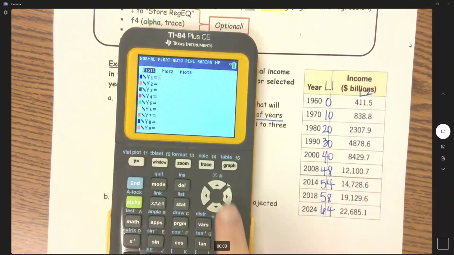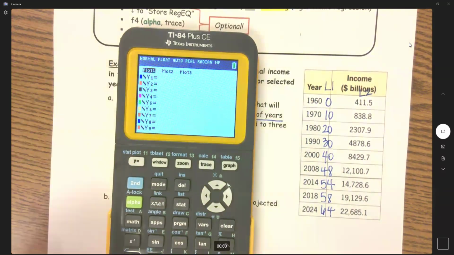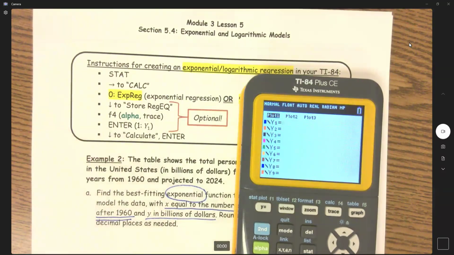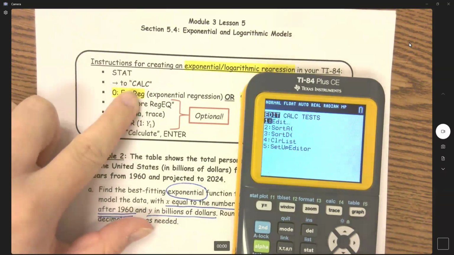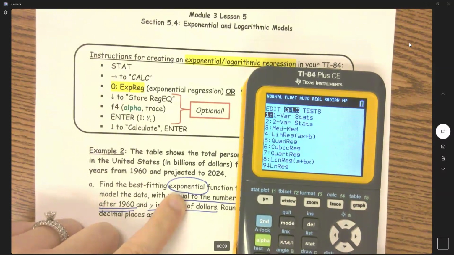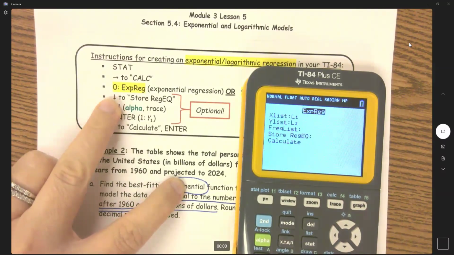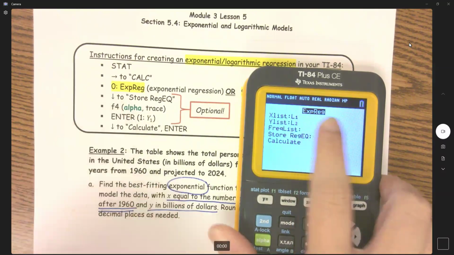So now I'm going to go in here. I already have everything cleared and my plot one is turned on. So we are ready to go through these steps now. I'm going to go to stat again. And now I need to arrow over to calc. Because this one specifically asks for an exponential, I want 0. So you can either arrow down or just hit 0. And it will tell you right here, we're doing an exponential regression. So I know I hit the right one.